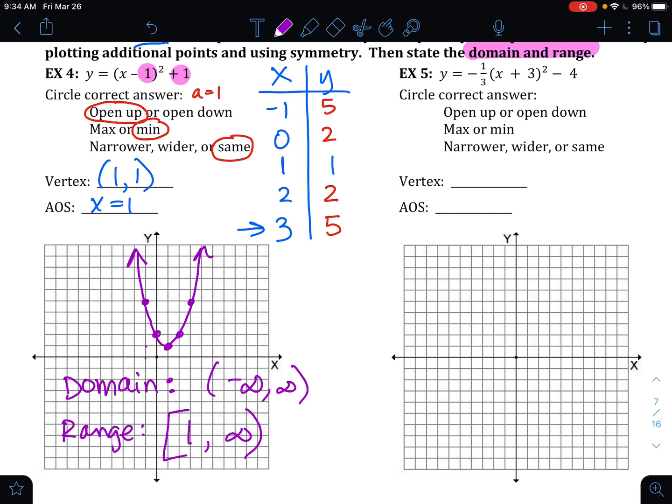Okay, will you guys pause the video and try number 2, or actually I guess number 5. Try the second graphing.